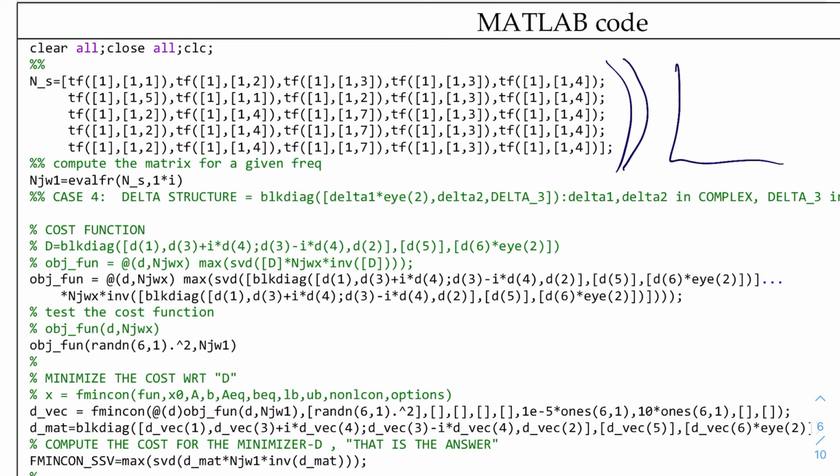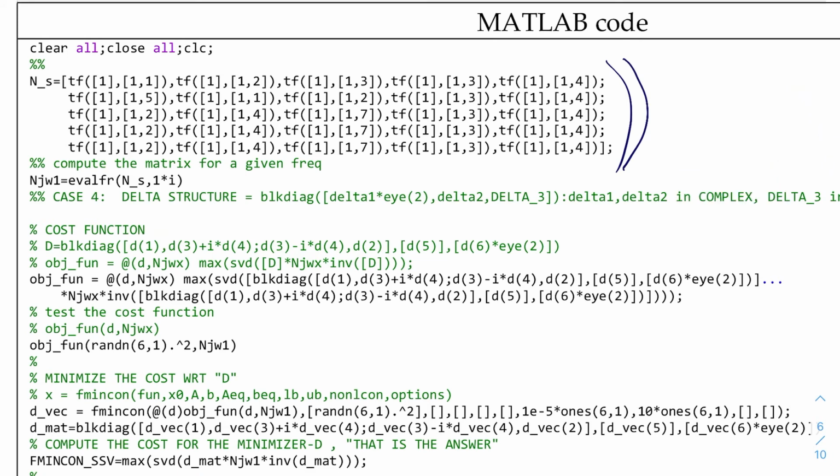So for example, this is omega 1, right? We are computing SSV for that, and let's say we have omega 2. We are just going to compute that, something like this. So we can just compute for our frequencies, right?